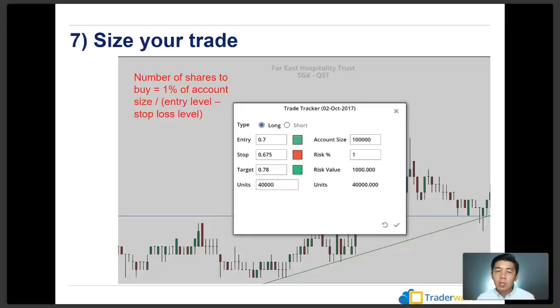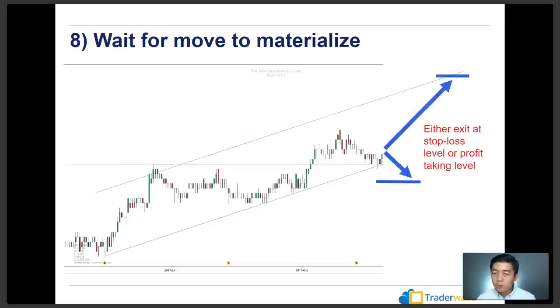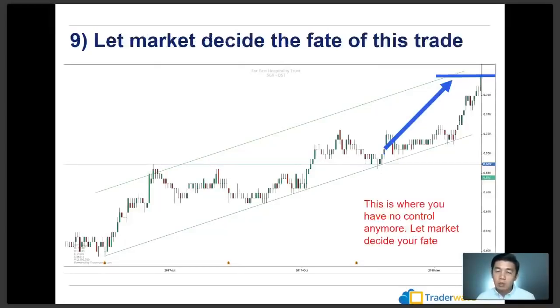Now it's just simply wait for the move to materialize. Although we think there's a higher probability that it will go towards your profit target, nothing is for certain. We just need to wait for it to happen. So you let the market decide the fate of this trade. In this case, this trade actually did work out.